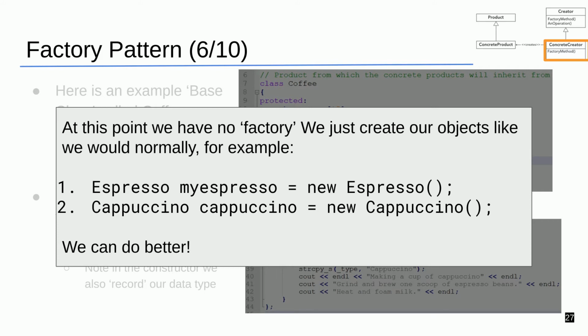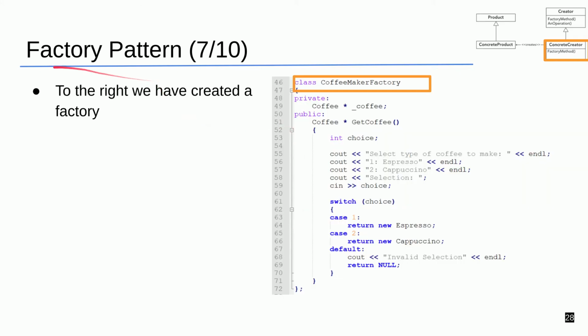So it's almost like having an interface. And we don't really have any factory. We're not taking advantage of the factory pattern quite yet. So we just create our objects like we normally would. I could have an espresso and say, new espresso, cappuccino and new cappuccino. But again, we can do better, right? We want to start using this factory pattern.